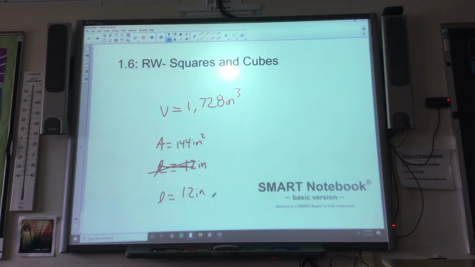So the length is 12 inches. What use is this? Well, if you want to use your calculators, you can use them to find the cube root. Is it 12? Cube root of 1728. Hey, look at that. It's still 12. You guys know how to find the cube root using your calculator? Okay, good. Just use the math button and then go down.